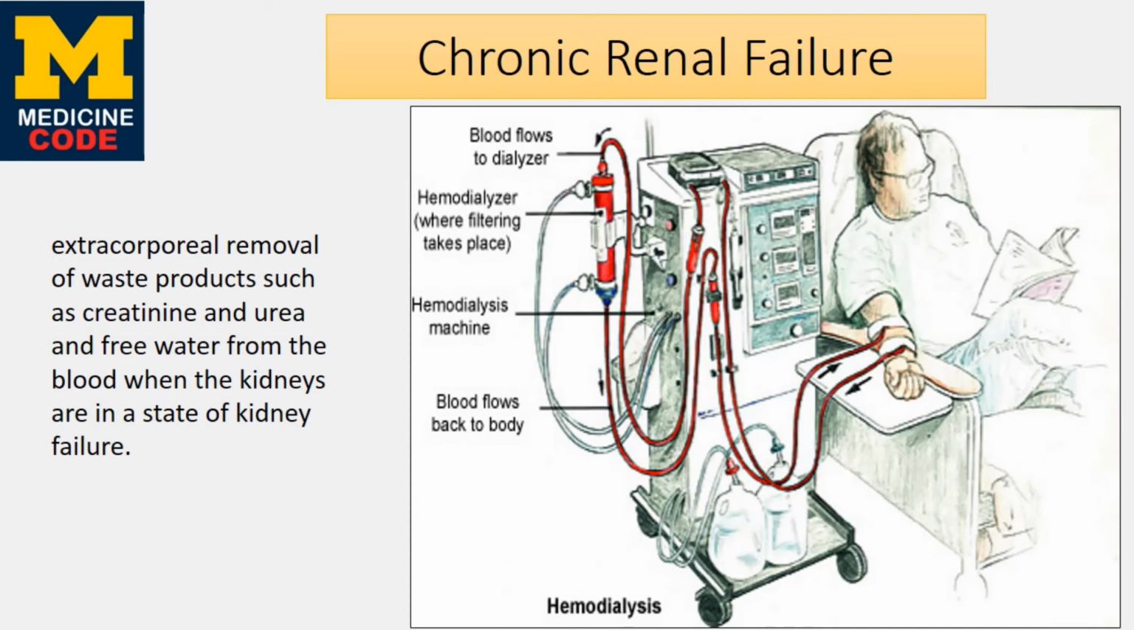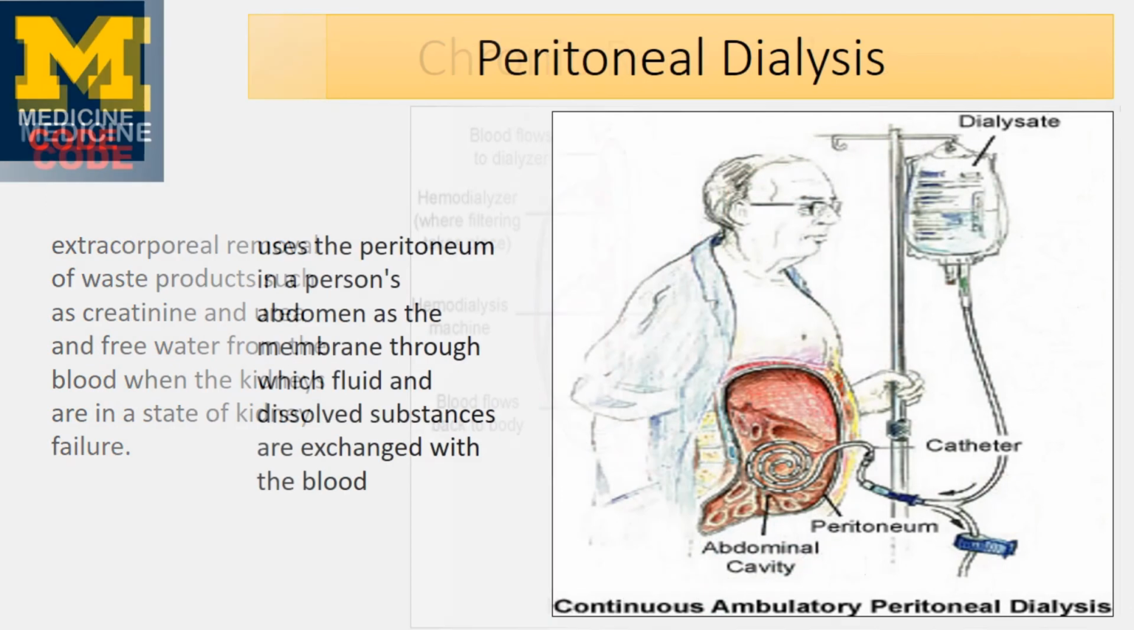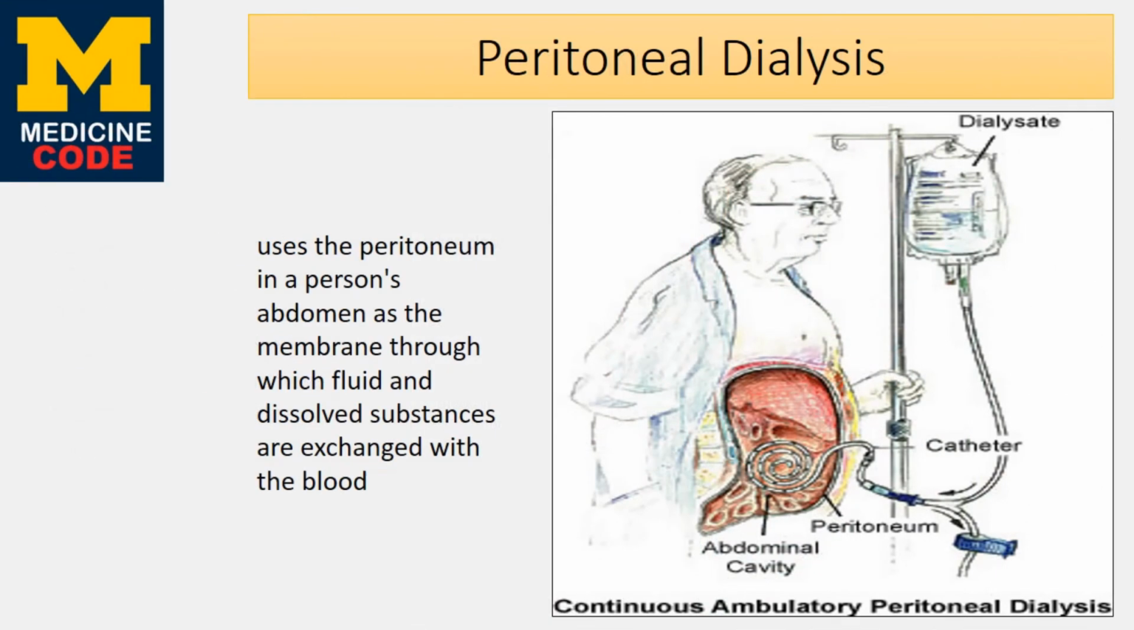In hemodialysis, a dialysis machine and a special filter called an artificial kidney, or a dialyzer, are used to clean your blood. To get your blood into the dialyzer, the doctor needs to make an access, or entrance, into your blood vessels. This is done with minor surgery. Peritoneal dialysis is a type of dialysis which uses the peritoneum in a person's abdomen as the membrane through which fluid and dissolved substances are exchanged with the blood.